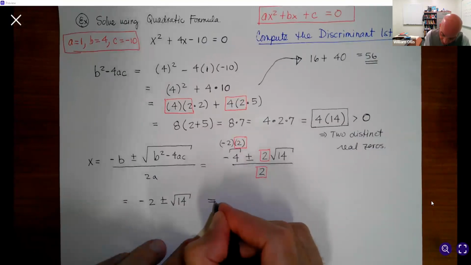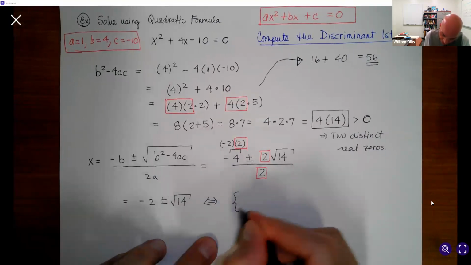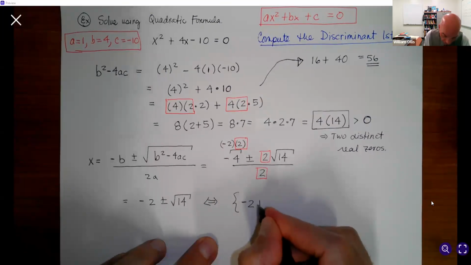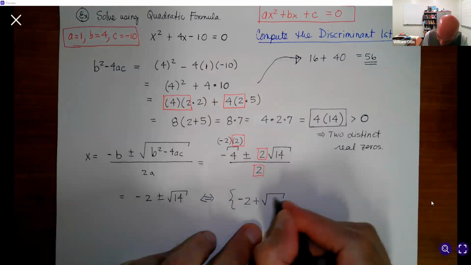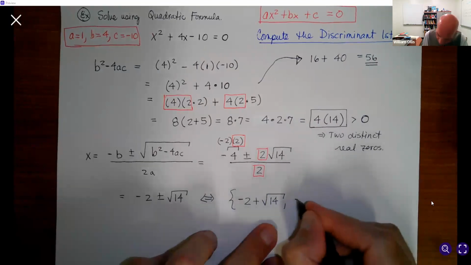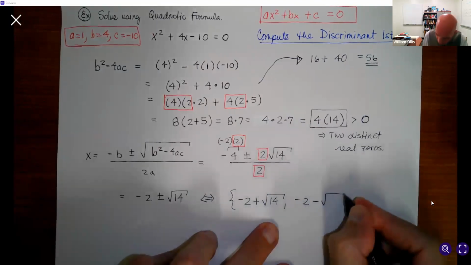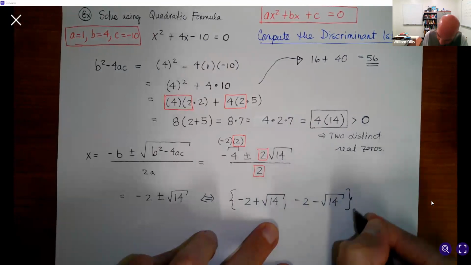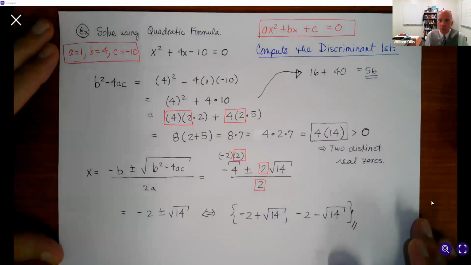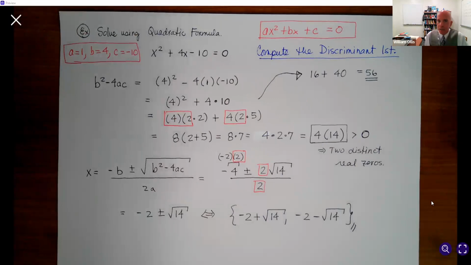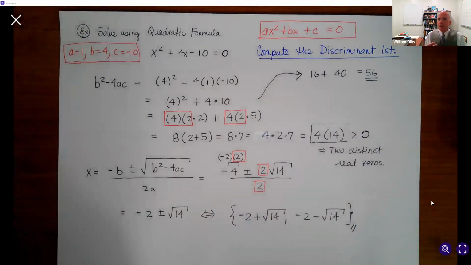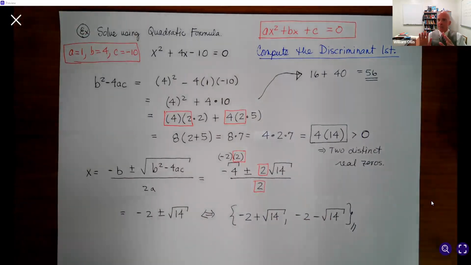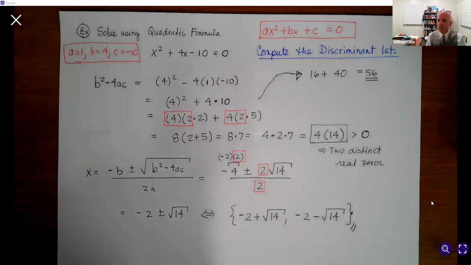So now equivalently, we can write -2 plus square root of 14, and then -2 minus square root of 14. Now, what's important about what I've done here is not that when you work the problem, you're going to just boom right to the correct response. As you work the problem, you'll make adjustments.